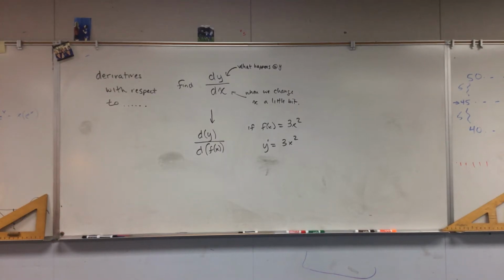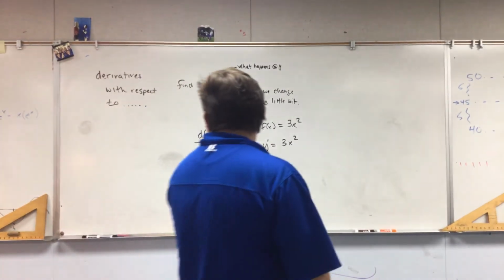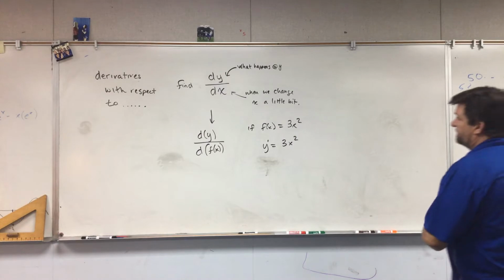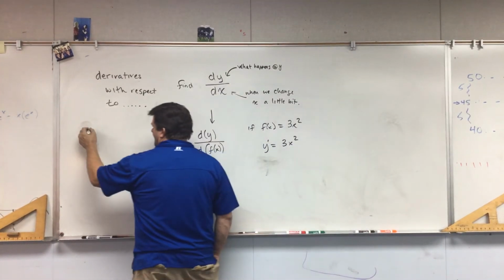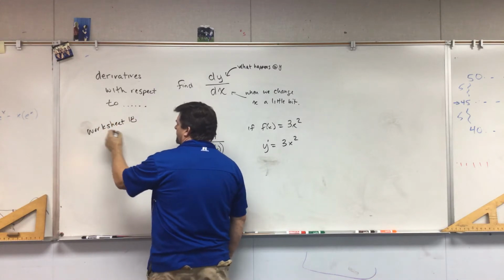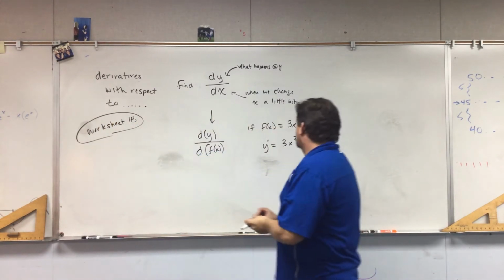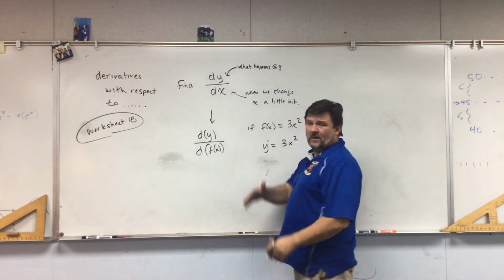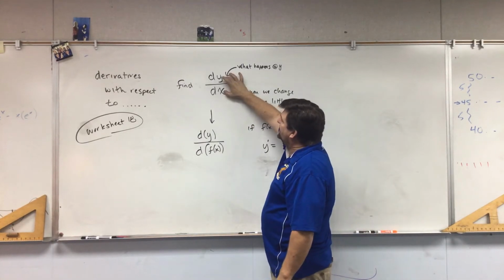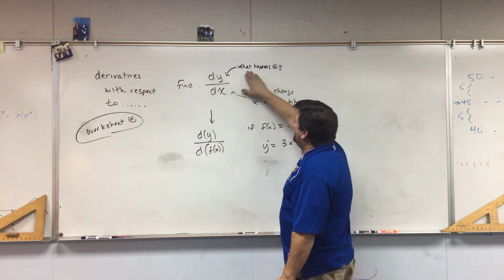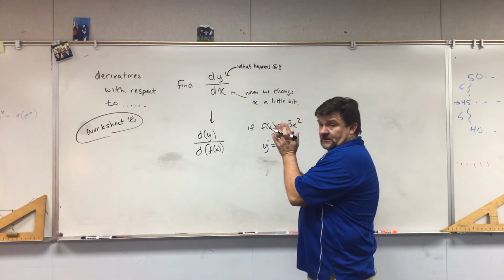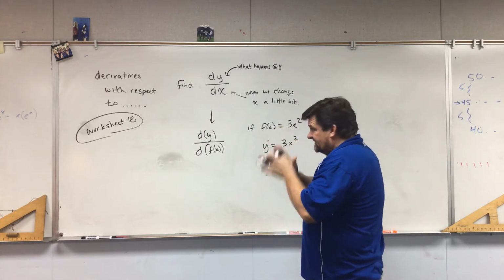All right, guys. So this whole idea of derivatives with respect to this will be for worksheet 18. So this is worksheet 18. It's just a way to kind of look at things a little differently. So if we're looking at this, what we're really saying, we always say the derivative of y with respect to x, and that's how we get dy over dx. So what we're really saying is what happens to y when we change x just a little bit. That's that whole as h approaches 0 idea.